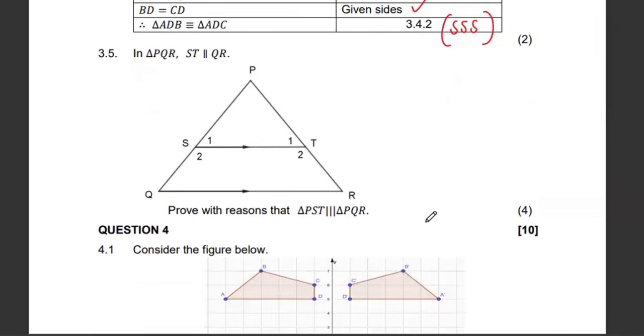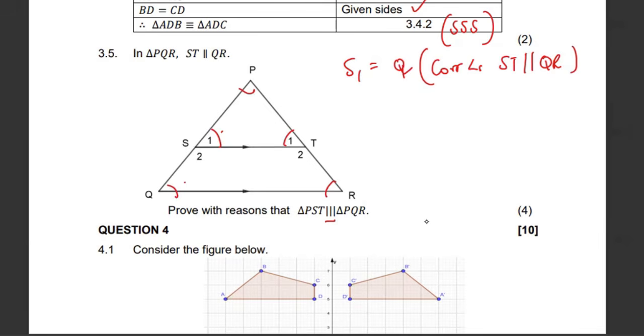3.5. In the triangle PQR, this line is parallel to that. Prove that triangle PST is similar to PQR. Okay, so this and this should be the same. This angle and that angle should be the same, and then P is common. So it's saying S1 is the same as Q. Those are corresponding angles. ST is parallel to QR. Then T1 is equal to R.